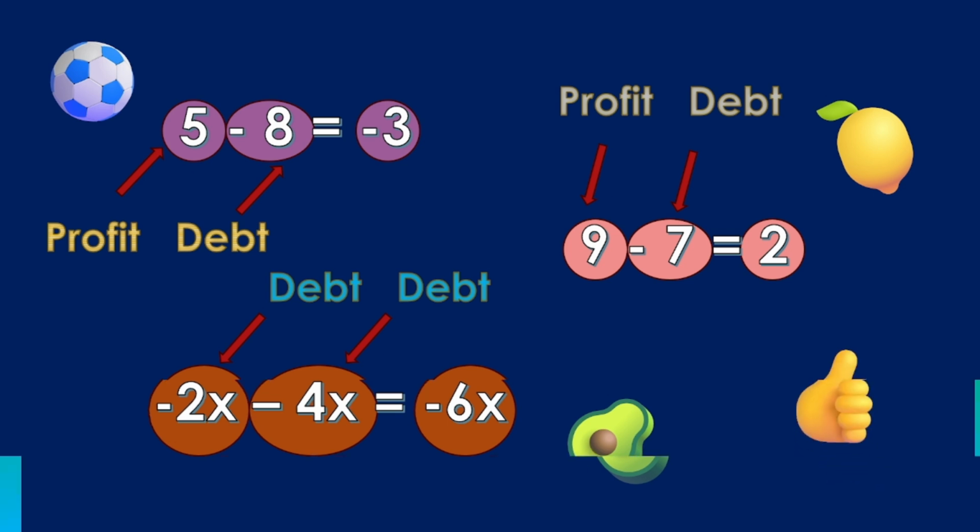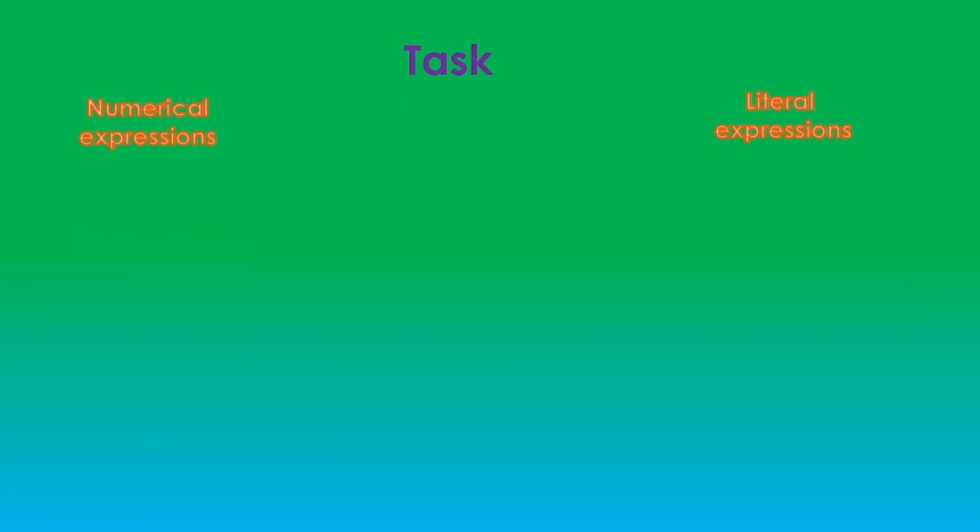Let's practice. As you see, from the left side, we will have numerical expressions. From the right side, we will have literal expressions. 1 plus 1 equals 2, and x plus x equals 2x. By the way, if there is nothing next to x, it means that there is a digit 1 next to this letter, but we don't write it. 3 plus 5 equals 8, and 3 apples plus 5 apples equals 8 apples. 3a plus 5a equals 8a. Why? Because each digit has the same letter next to it, so we can add it.